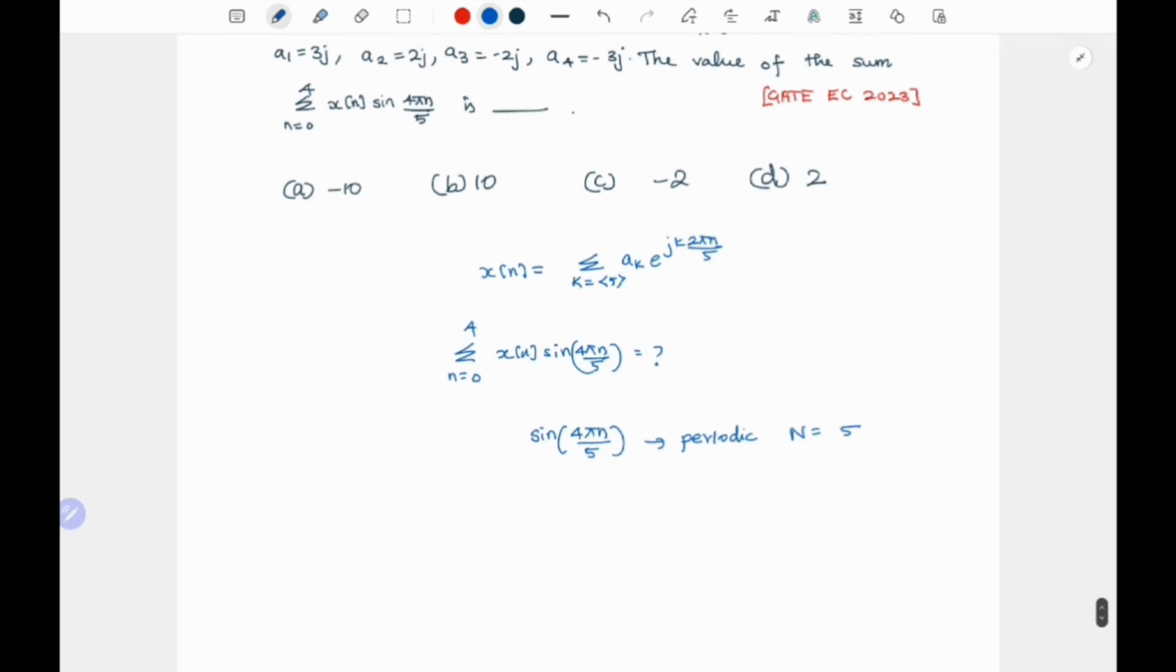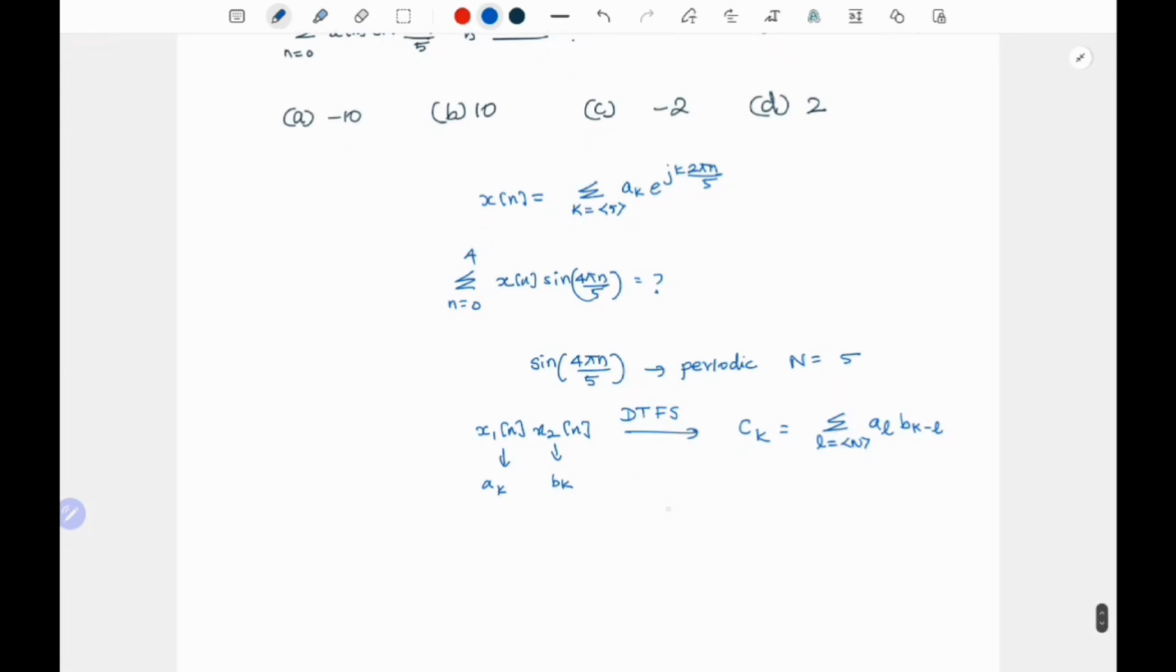So now this is like a product of two sequences. Let's say you have x1 of n into x2 of n. You know the discrete time Fourier series is going to be convolution in the frequency domain. So if you want to find, let's say, Ck, it is given by summation l over N. And let's say this gives Ak and this gives Bk. So what will we have? We have Al B into k minus l. So this is what we have.